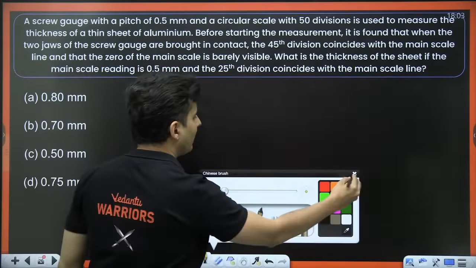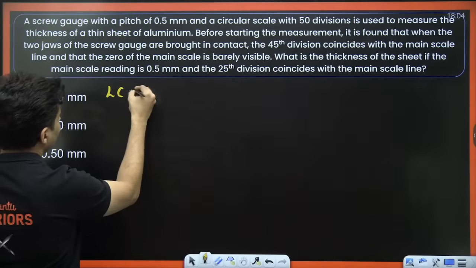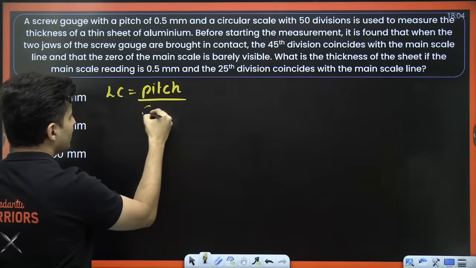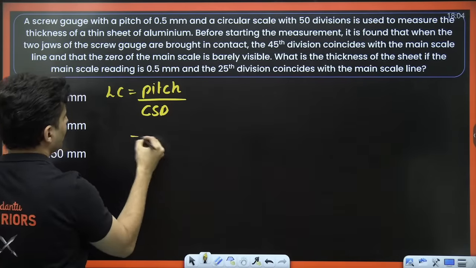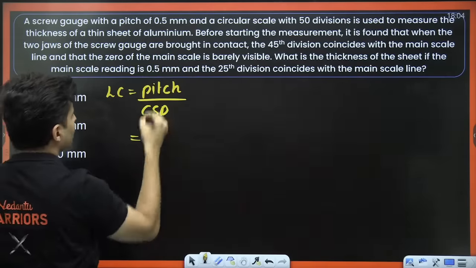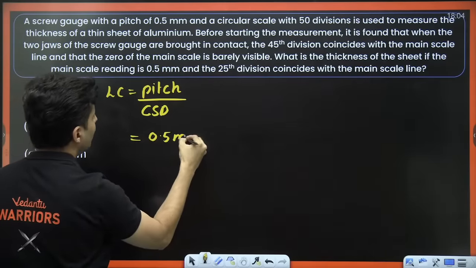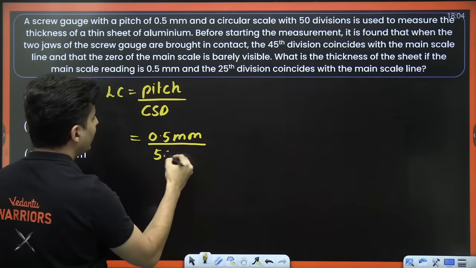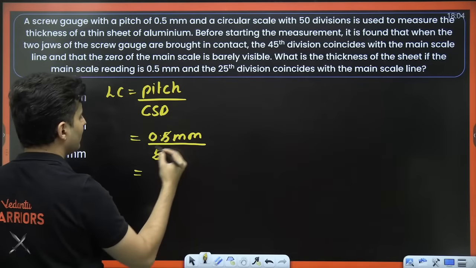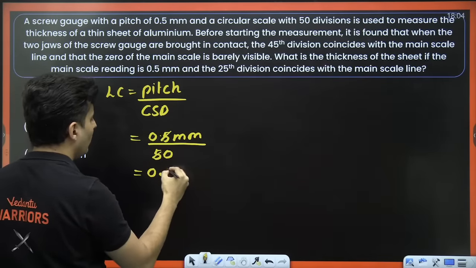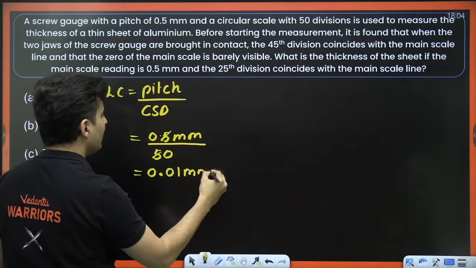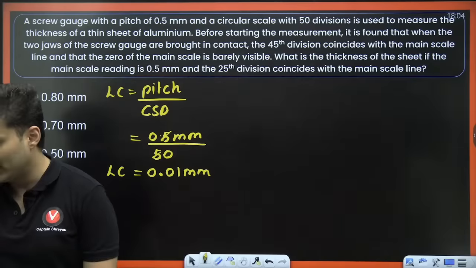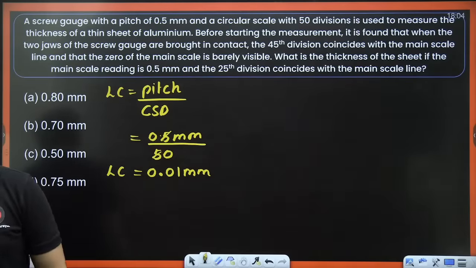All right, let's start by finding the least count of this. Least count is always the pitch upon the circular scale divisions. What is the pitch? The pitch is 0.5 millimeters. How many circular scale divisions are there? 50 divisions. This 5 cancels, so this will become 0.01 millimeter. That is the least count. How many of you wrote the least count is 0.01 millimeters?